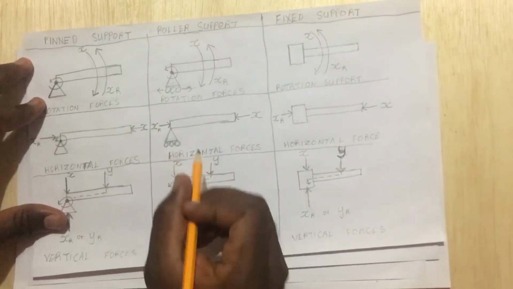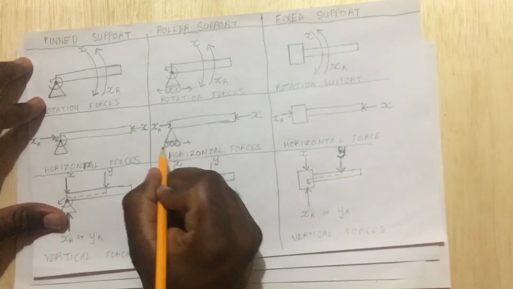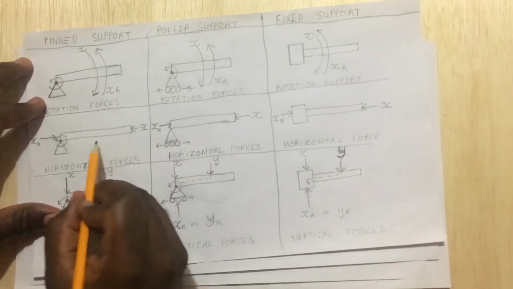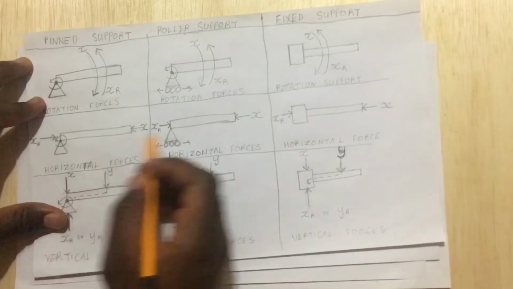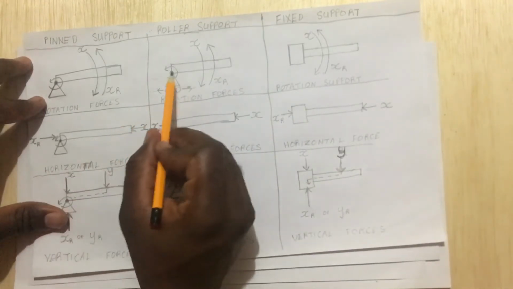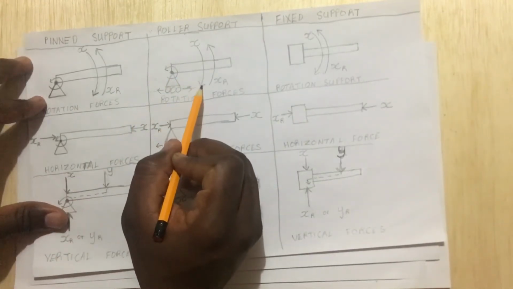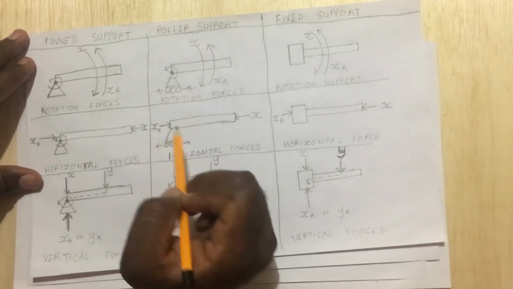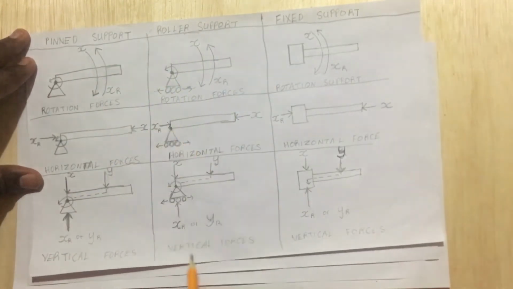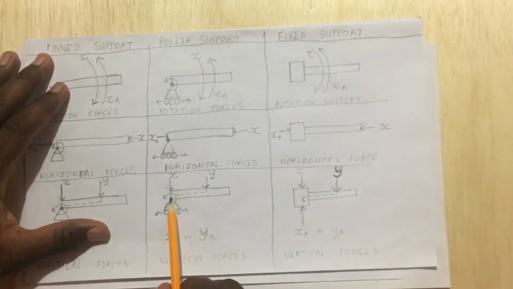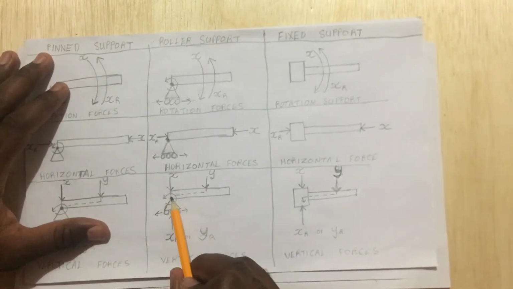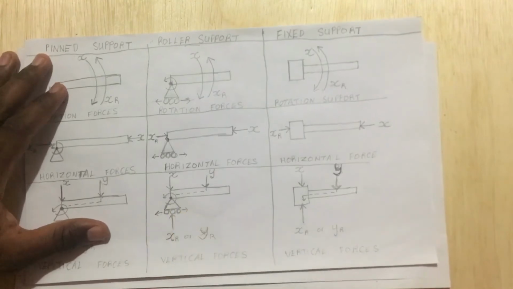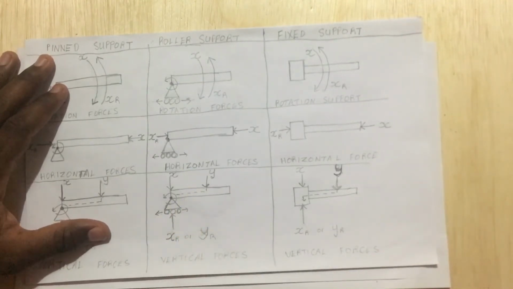As you can see in the diagram here, it's on a roller, so it's facilitating left to right movement, which is horizontal, and it's also facilitating rotational movement about the point of support. If you look, it is not facilitating vertical movement. However, it's resisting that vertical movement.